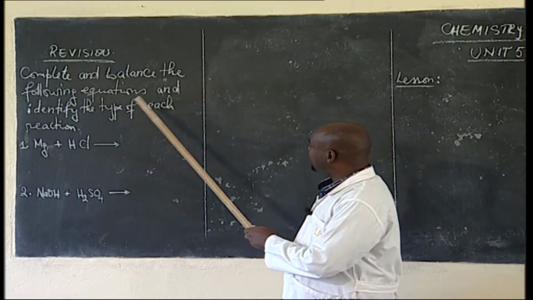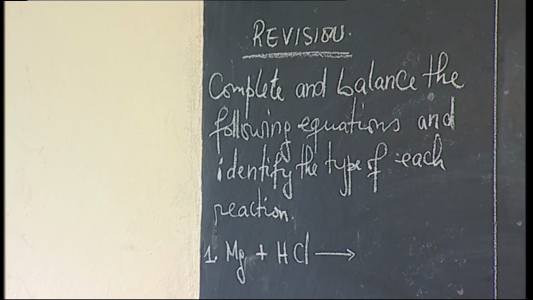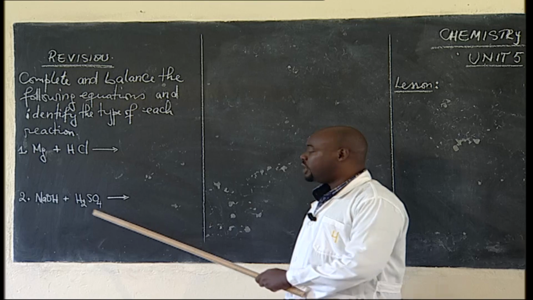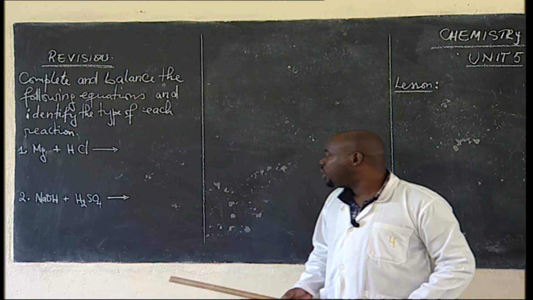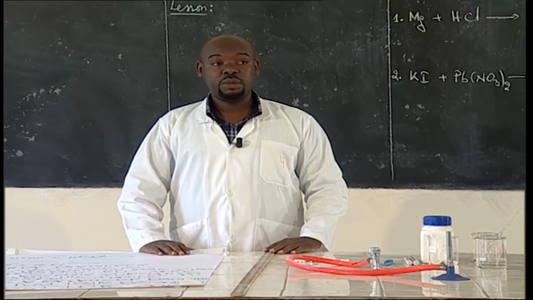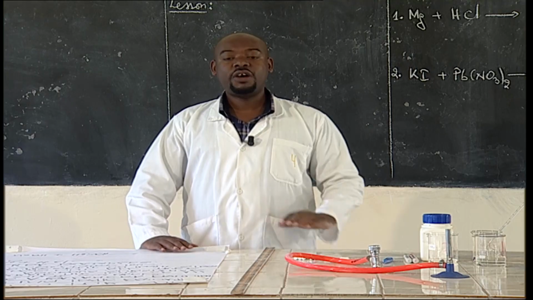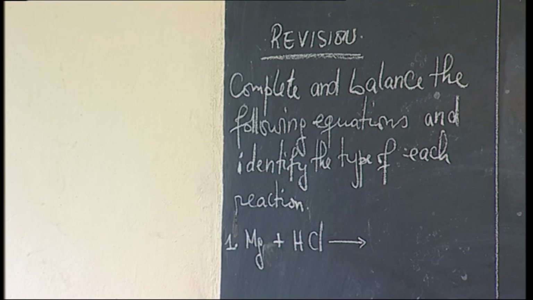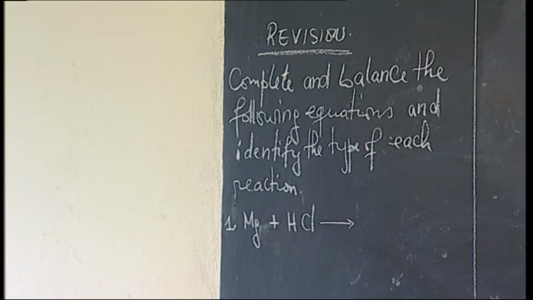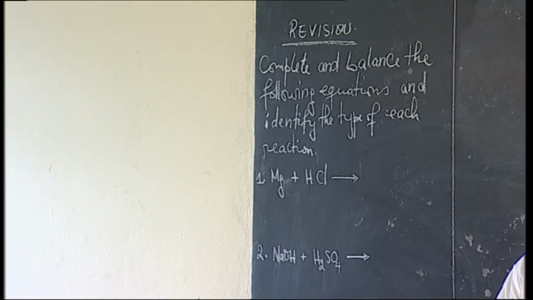Complete and balance the following equations and identify the type of each reaction. We have magnesium reacting with hydrochloric acid and sodium hydroxide reacting with sulfuric acid. Remember to put the state symbols on each reactant and product. You have 1 minute. Good.